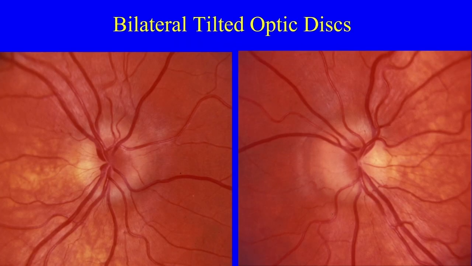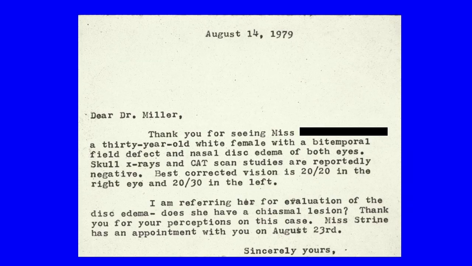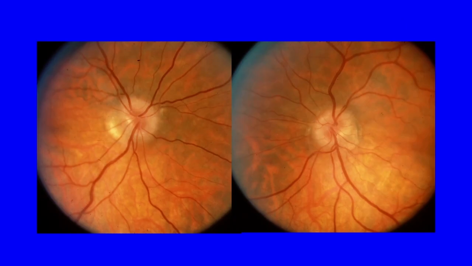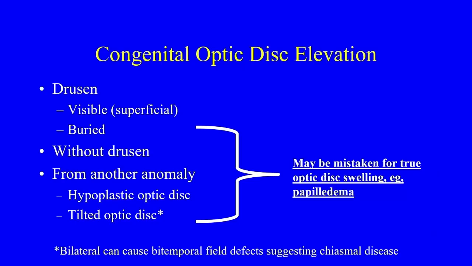bilateral. You can see the elevation appearance. And I won't go into this for time, but this was a patient who was thought to have papilledema and in fact had just tilted optic discs.